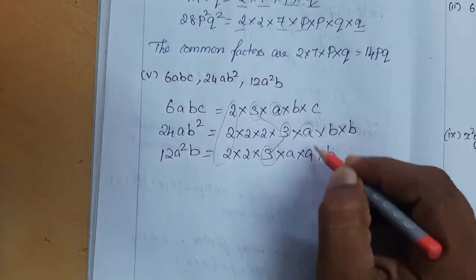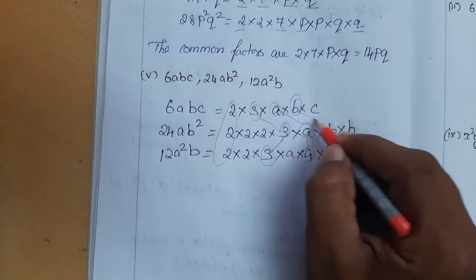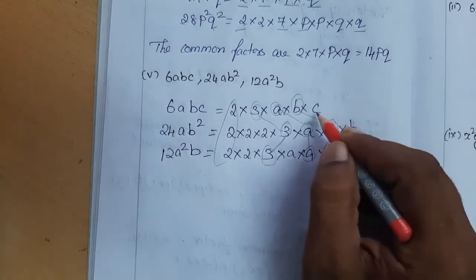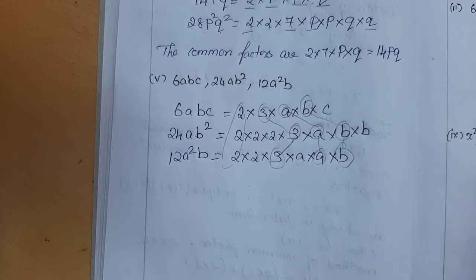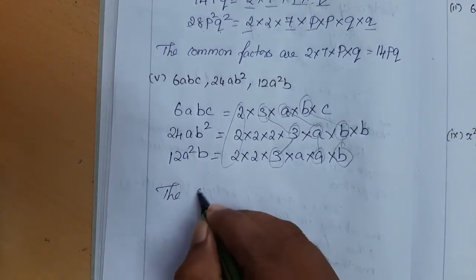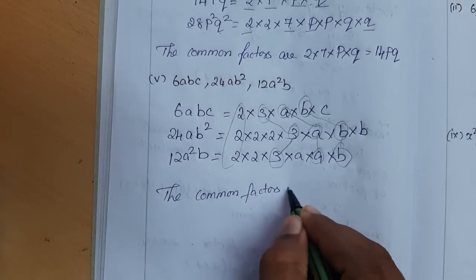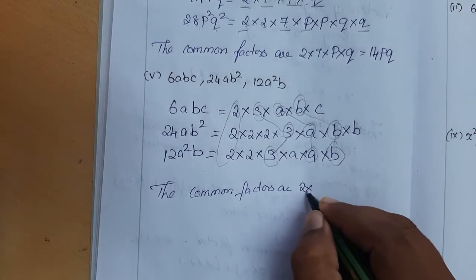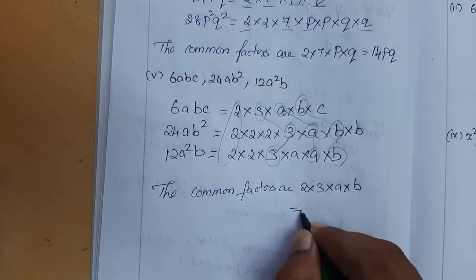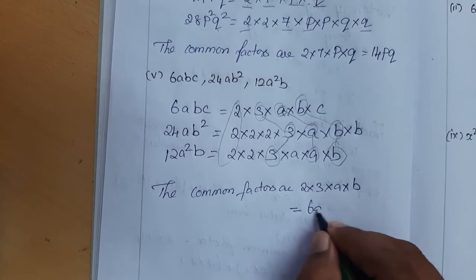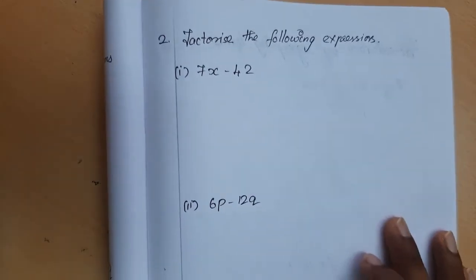Next a, right? And then b, yeah, b is also there. Anything else? No, c is not there. So 2 into 3 into a into b is the common factor. The common factors are 2 into 3 into a into b, which is equal to 6ab. Clear? So here we go for the next problem.